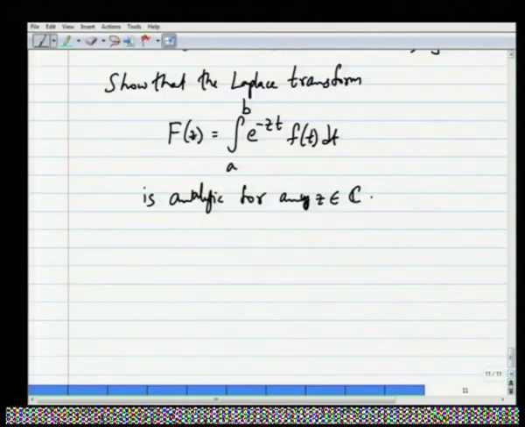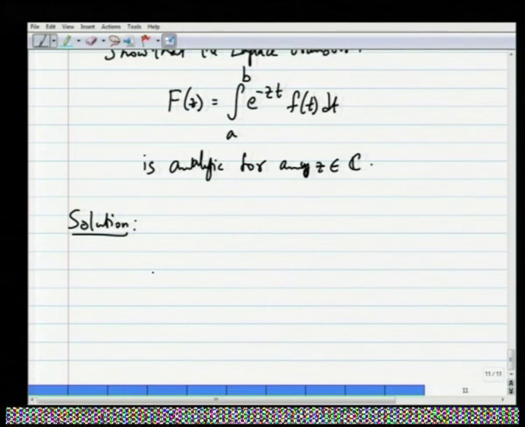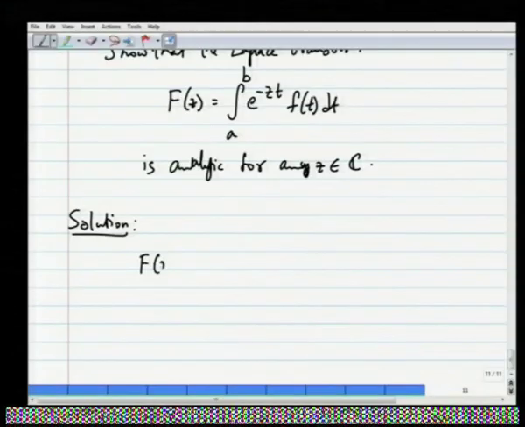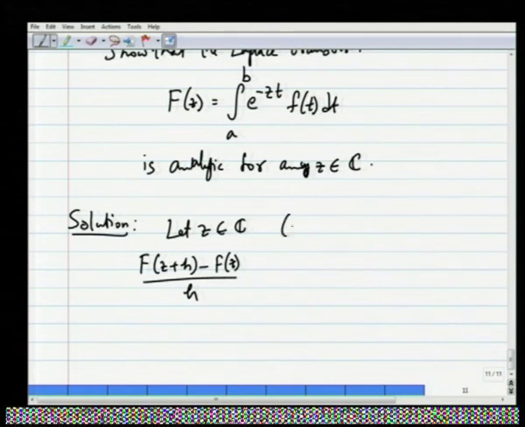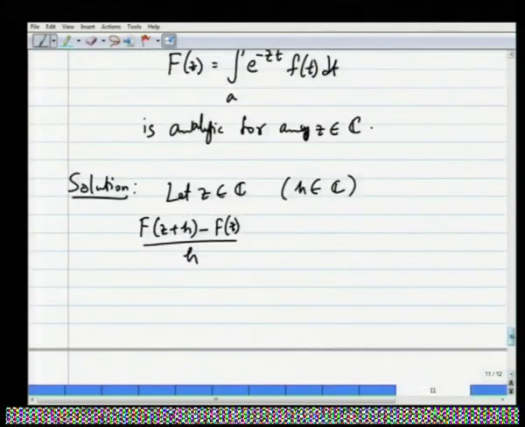So, you can pause the video here to answer the question yourself, and here is the solution. What we will show is that capital F is differentiable for every z in the complex plane, and that will show that capital F is analytic. So, let us consider the difference quotient. Let z belong to C. We will fix a particular z, F of z plus h minus F of z divided by h. Here h is a complex number, and h we will later make tend to 0. So, h belongs to C. We can assume h has a small modulus if needed, because we will eventually take the limit of this quotient as h tends to 0.